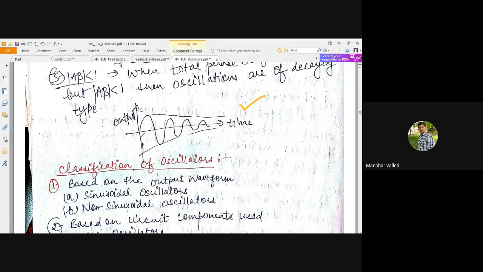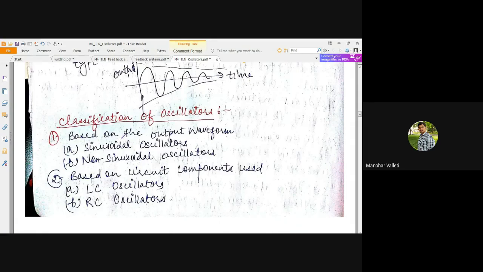Moving on to the next topic, classifications. Classification of oscillators can be done in different ways. Based on the output waveform, if the output is sinusoidal, we say those circuits are sinusoidal oscillators. If the output is other than sinusoidal, either a square wave or triangular, then we call those circuits non-sinusoidal oscillators.